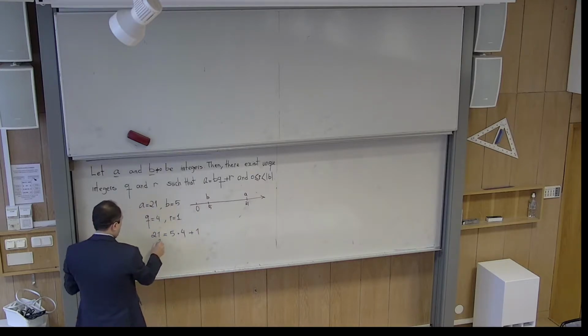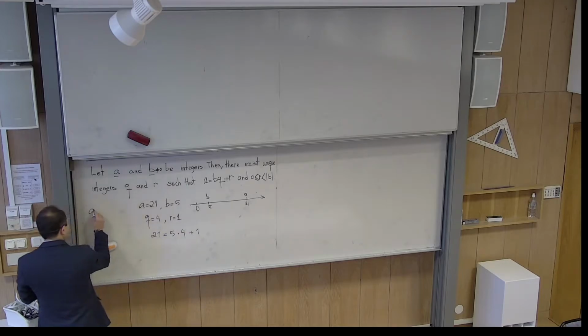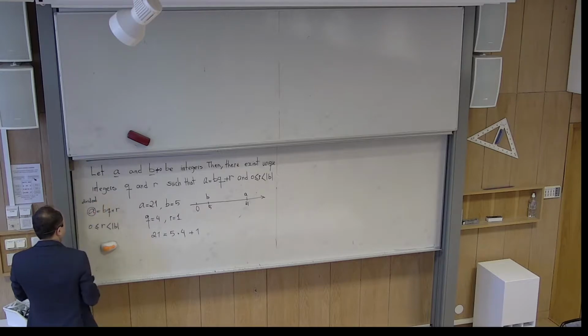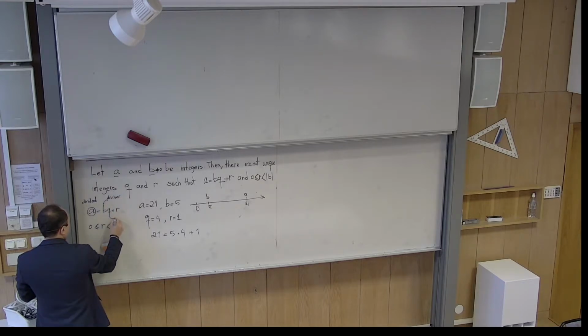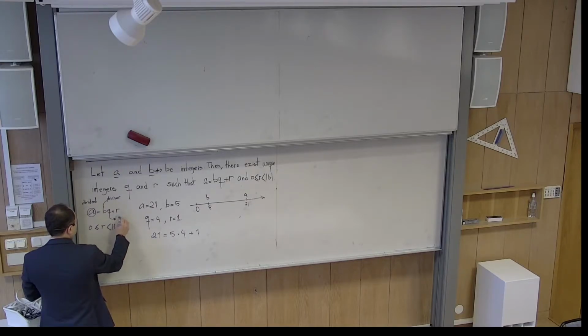Okay? By the way, there are some names. Let me write them here. If I write a equals bq plus r, and it is extremely important, you have to respect this: r should be somewhere between 0 and the absolute value of b. If this is satisfied, then this is called the dividend, this is called the divisor, and this is called the quotient, and then this is the remainder.